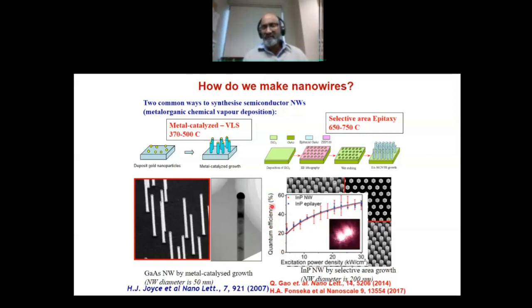You can see that we estimated the quantum efficiency of the light emission as a function of the excitation laser power density. You can see that you can get quantum efficiencies as high as 50% from these indium phosphide nanowires. This is the red curve.